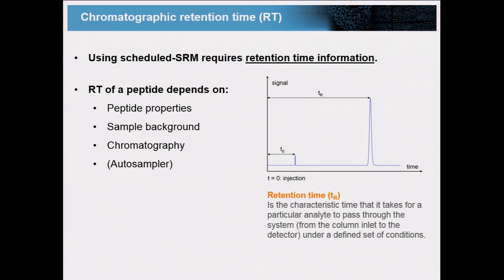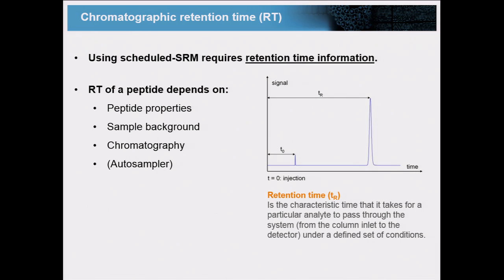And what happens is that the retention time of a peptide is dependent on a lot of parameters. First of all, it's dependent on the peptide itself, its sequence, and all sorts of things that can happen to the peptide. Then it's dependent on the sample background in which we are trying to measure the peptide, and on our chromatographic setup. Different parameters related to the autosampler also matter, although these usually affect the retention time of all the peptides we're trying to measure.